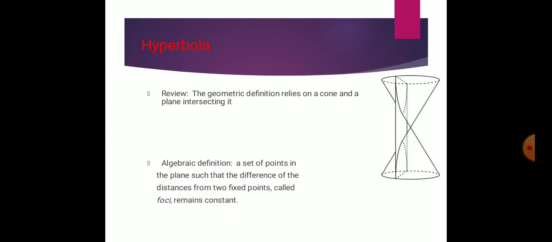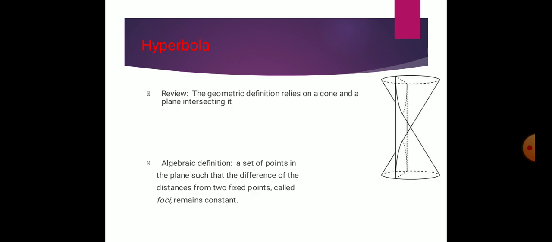Good day, everyone. My topic is all about conic sections, the hyperbola. Review: the geometric definition of a hyperbola relies on a cone and a plane intersecting it.